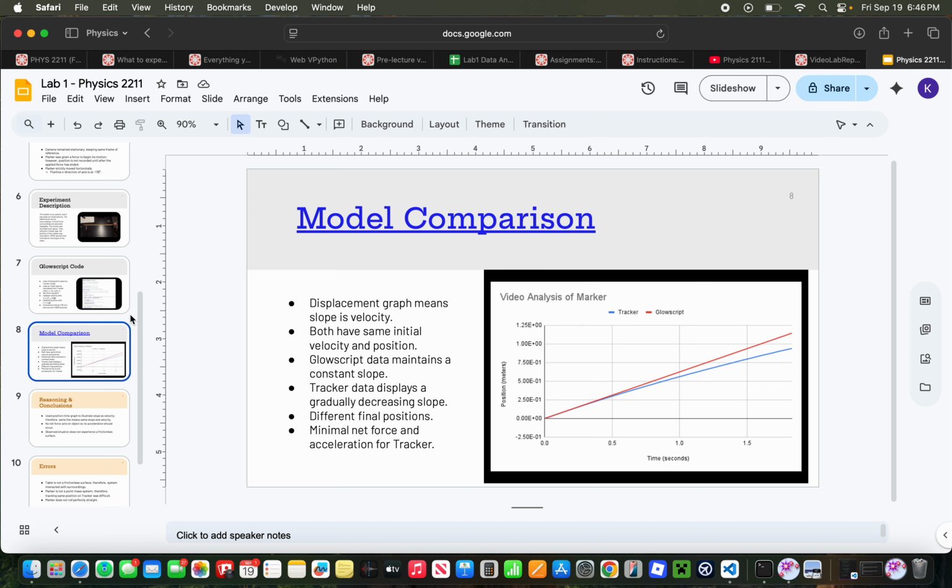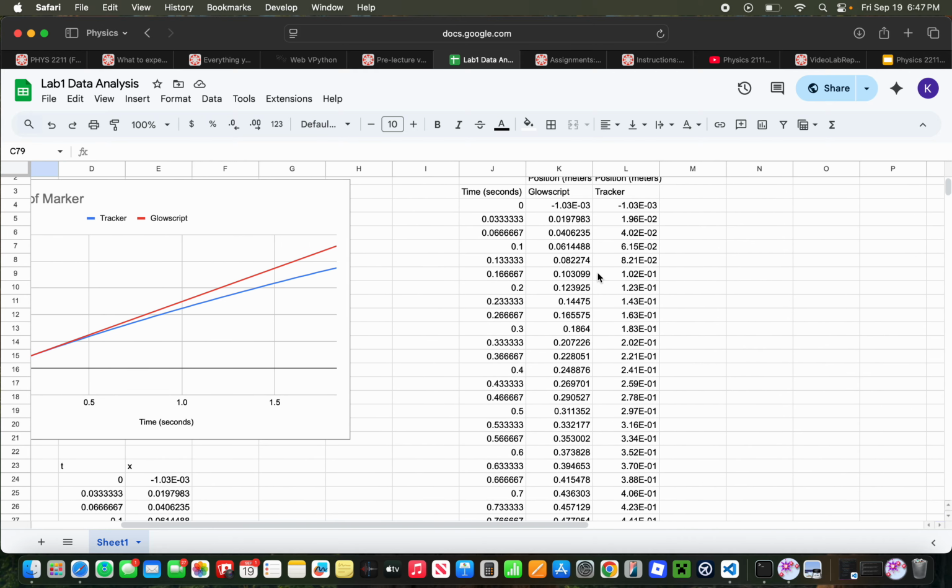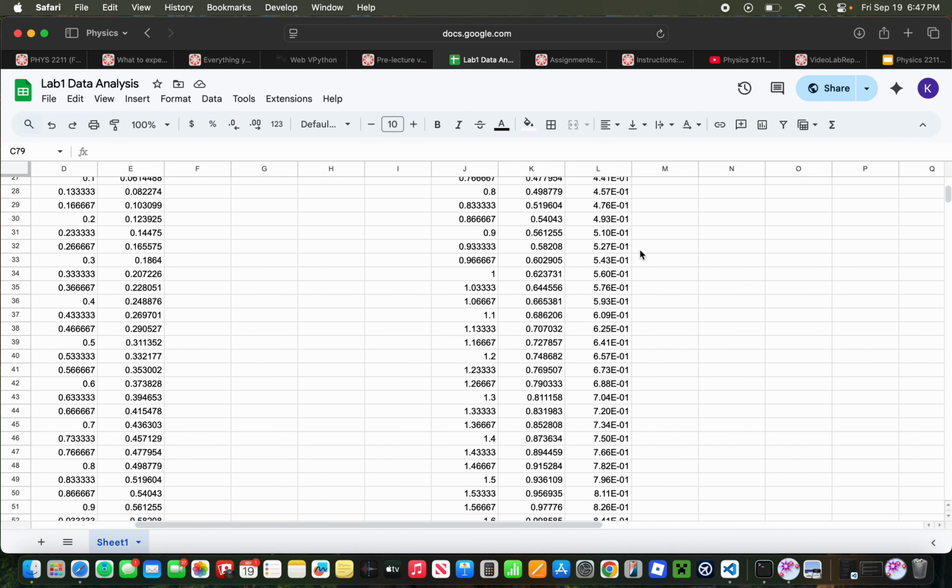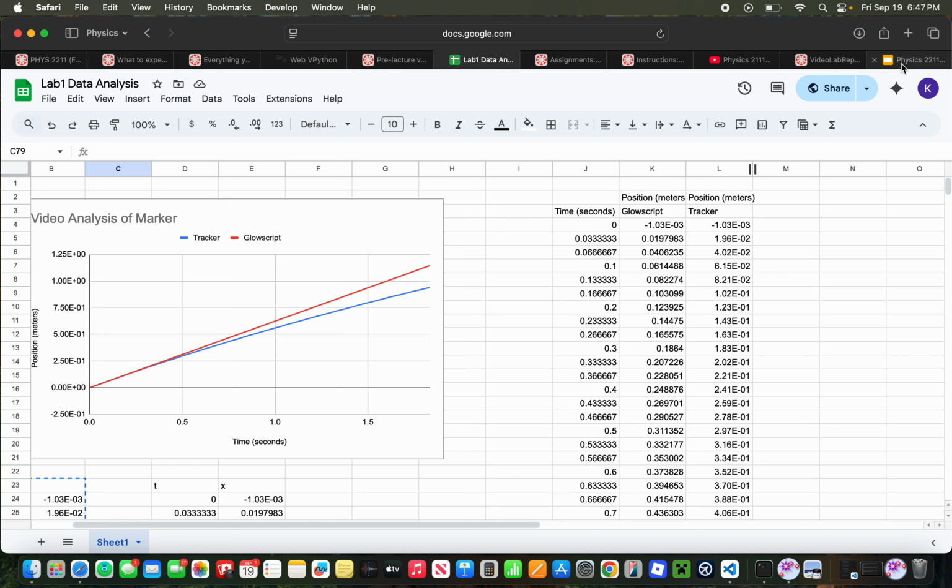And so our model comparison, we have a displacement graph, which means our slope is our velocity, and they both have the same initial velocity and position. However, our GlowScript data maintains a constant slope, and our Tracker data displays a gradually decreasing slope, as you can see by their widening distance from each other. And so we have different final positions, and there's minimal net force and acceleration for the Tracker video, as shown by this change in slope. And we can look at the data here and see our time periods and our positions at the times.